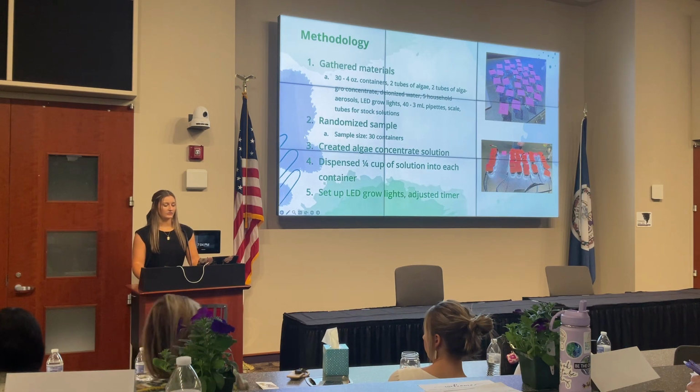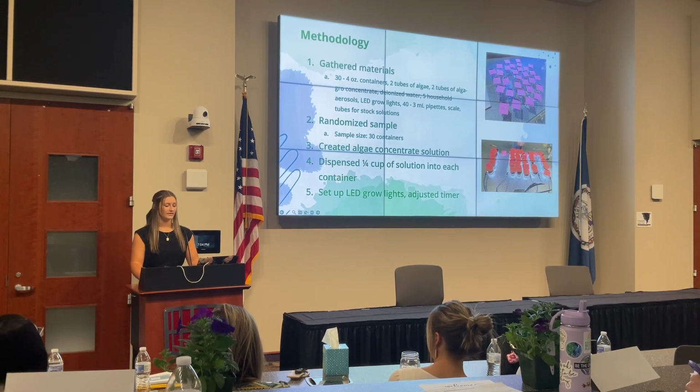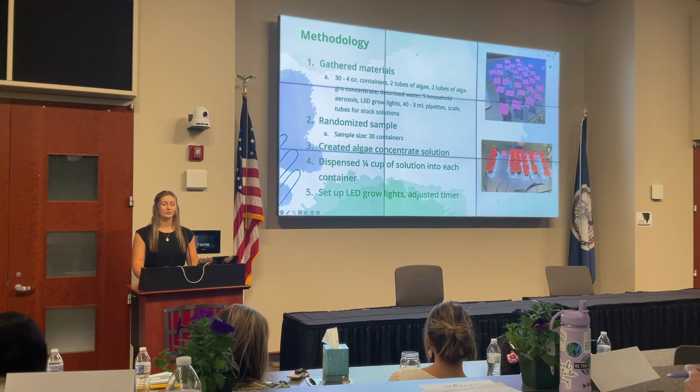I created a concentrate solution that allowed the algae to grow by mixing 1 liter of deionized water with 20 milliliters of the algal grow concentrate. I then dispensed a 1/4 cup into each of the containers. Next, I set up LED grow lights and adjusted them to ensure that each container would be equally exposed, as shown in the bottom picture. I set the timer to a 12-hour to 12-hour ratio.